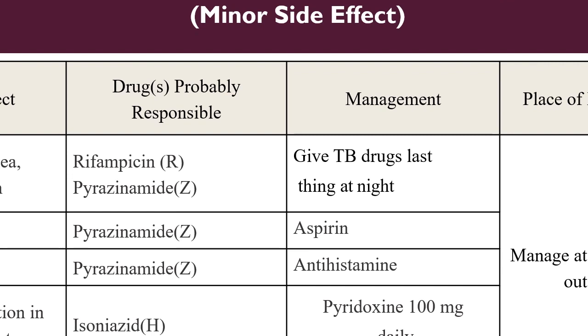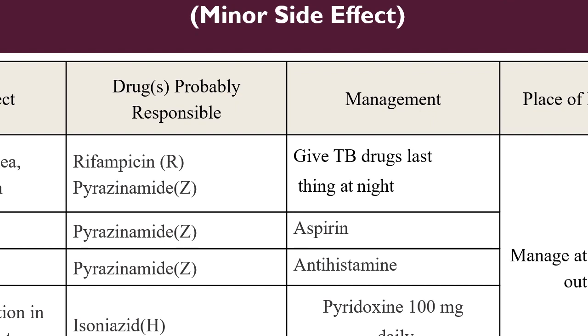Then the patient may experience joint pain, which is mostly due to pyrazinamide and can be very well managed by giving aspirin. Then the patient may experience itching, which can be managed by giving antihistamine. There can be burning sensation in hands and feet that is due to isoniazid. So giving pyridoxine along with anti-TB treatment can very well manage this minor side effect. And there is change in color of urine to red or orange, which is due to rifampicin excretion in the urine. Only reassurance is beneficial when this happens.